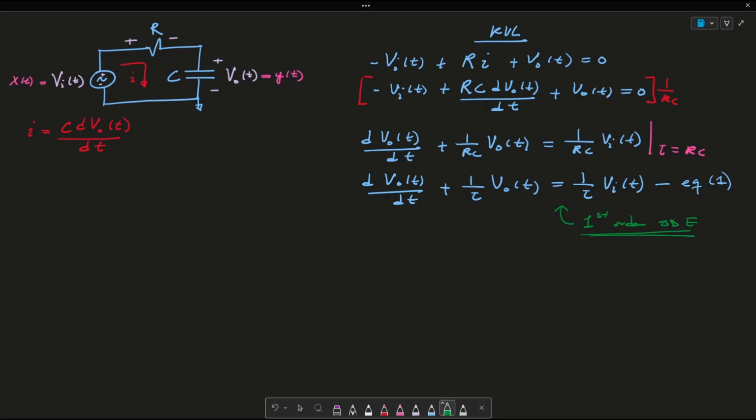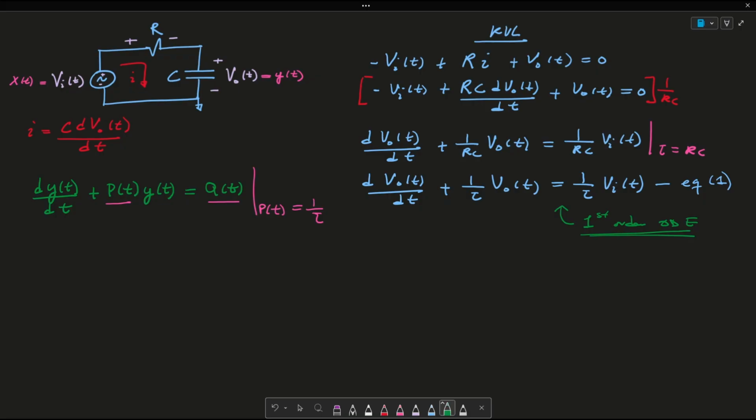we say that a standard template for a first order ODE is dy(t)/dt plus p(t) y(t) equals q(t), where p(t) and q(t) are continuous functions of t. But in this specific case here, p(t) is equal to 1 over tau.